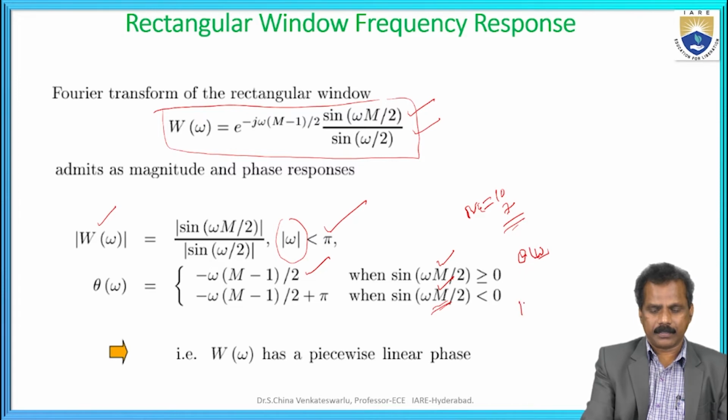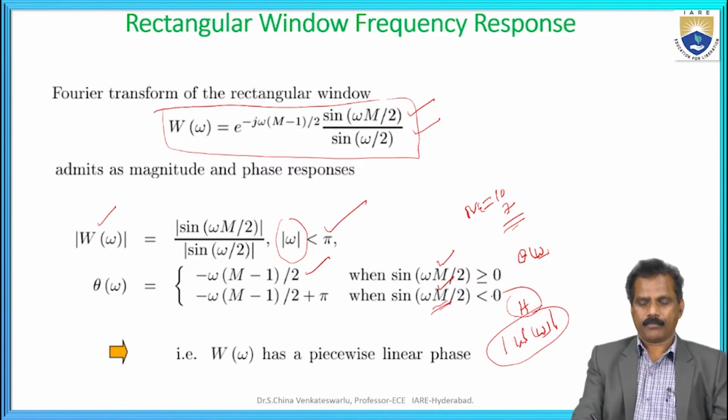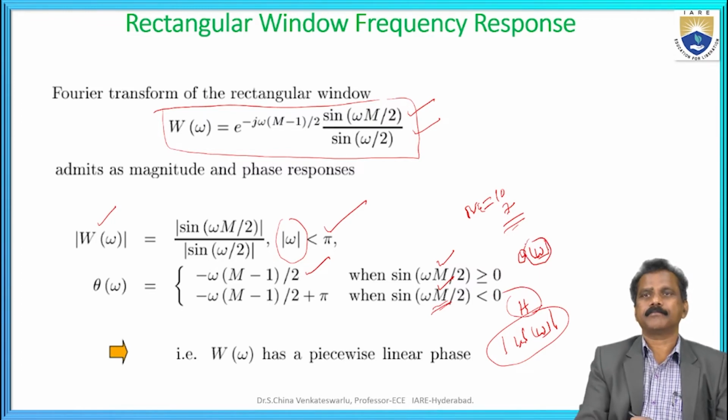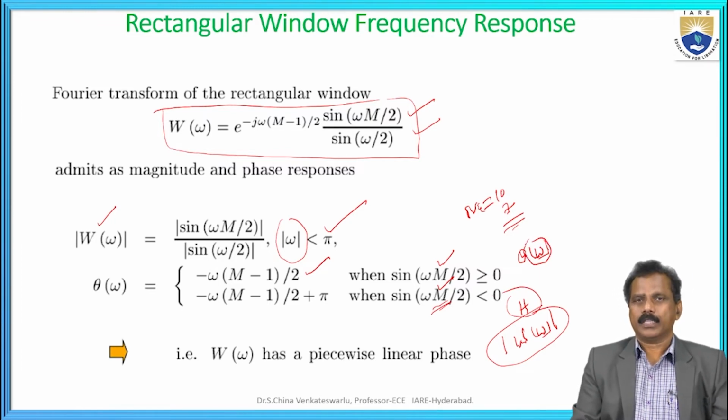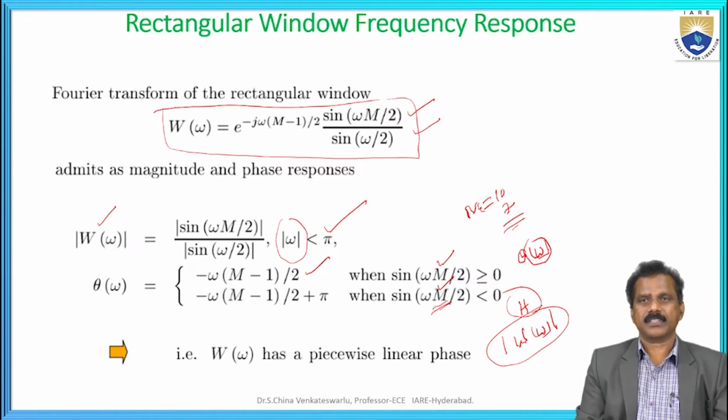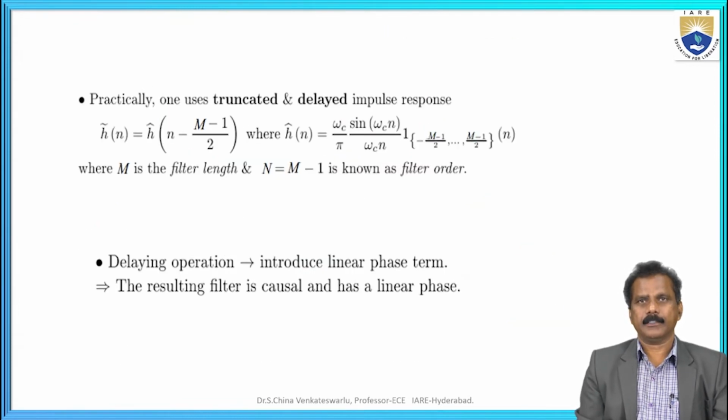as mod W of omega. It will affect this and this theta of omega. So that is the W of omega as a piecewise linear phase. The piecewise linear phase will be observed particularly graphically.